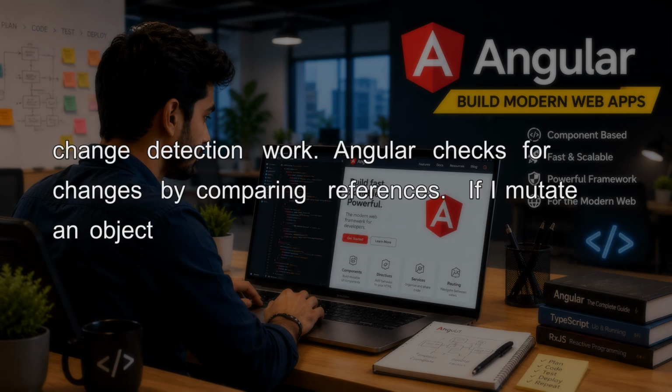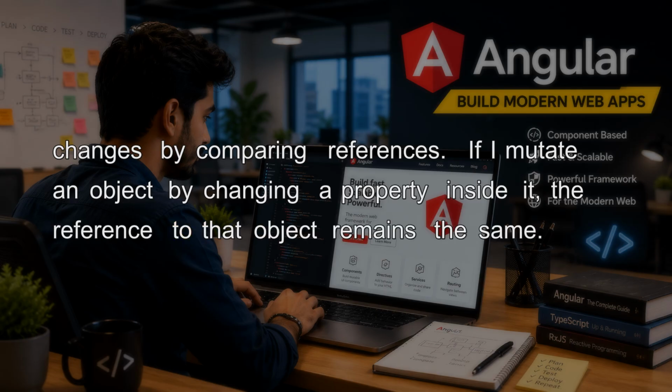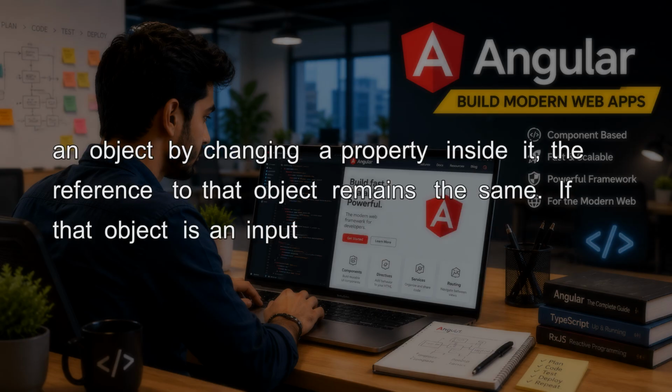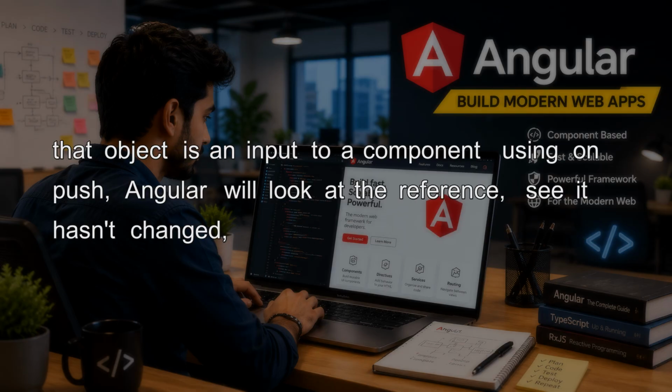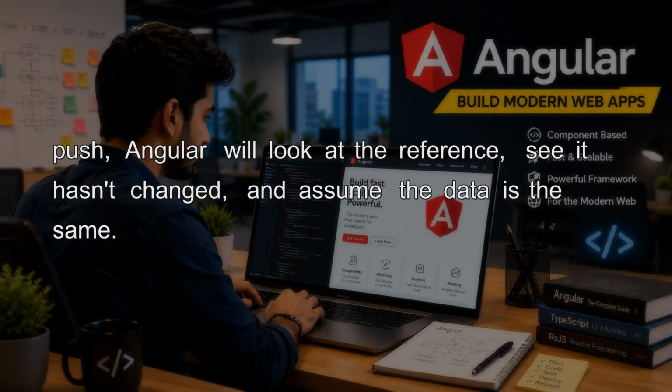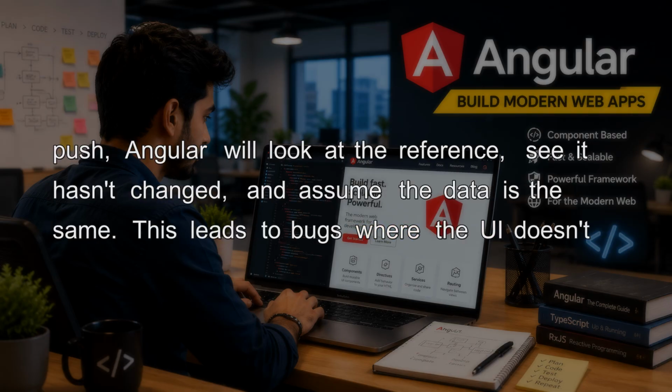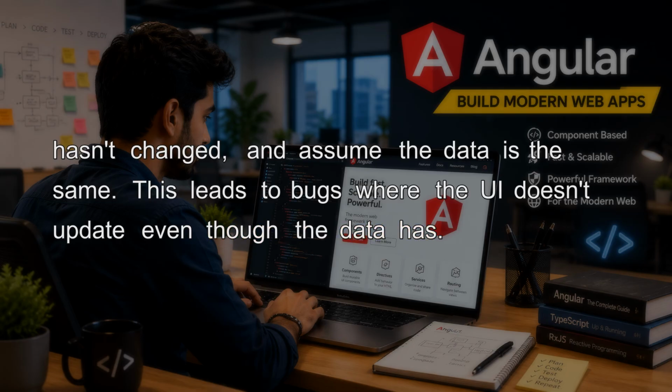If I mutate an object by changing a property inside it, the reference to that object remains the same. If that object is an input to a component using OnPush, Angular will look at the reference, see it hasn't changed, and assume the data is the same. This leads to bugs where the UI doesn't update even though the data has.